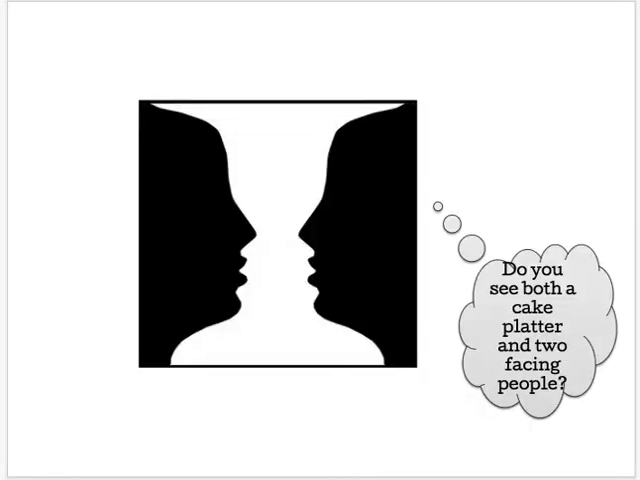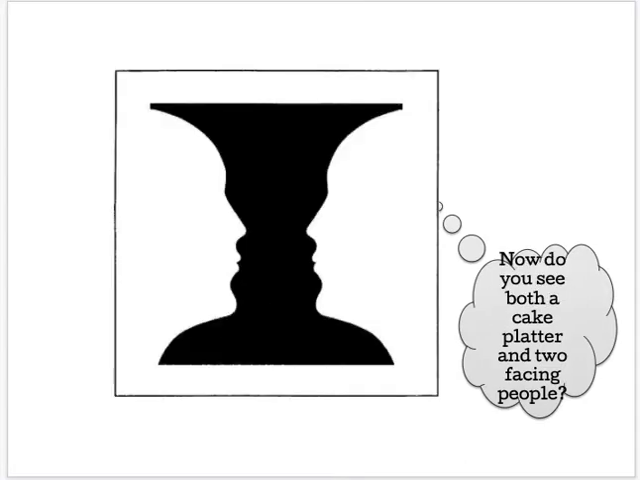So, do you see both a cake platter and two faces? Or do you just see the cake platter? Or do you just see the two faces? How about when we flip the color? Now what do you see? Can you see them both?